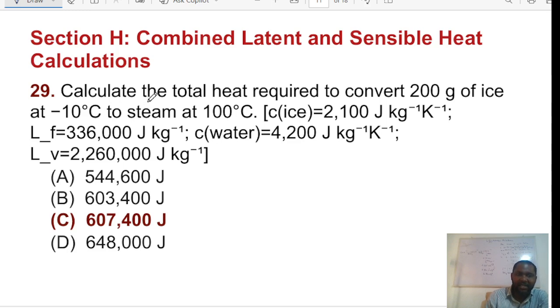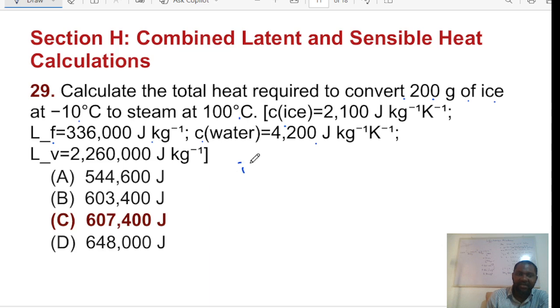Now this one says: calculate the heat energy required to convert 200 grams of ice at 0 degrees Celsius to steam at 100 degrees Celsius. And we are given the specific heat capacity of ice, the latent heat of fusion of ice, the specific heat capacity of water, and the latent heat of vaporization. Now you're going to wonder, what do we do here?